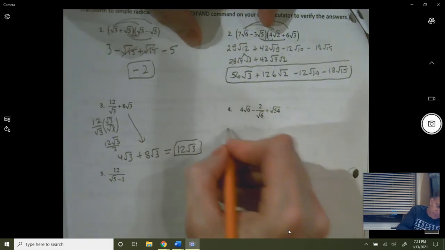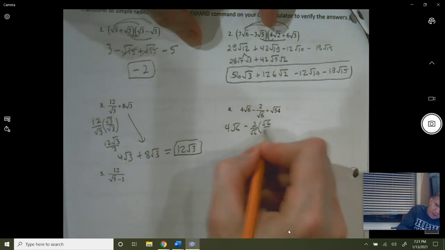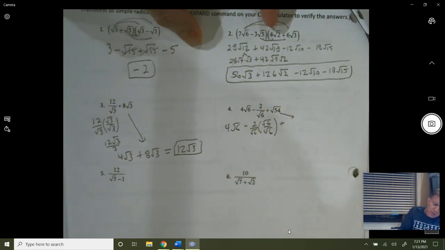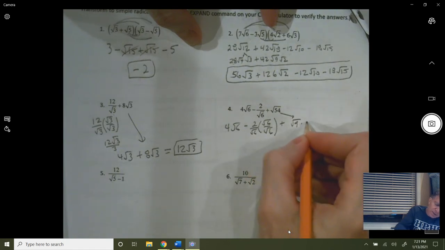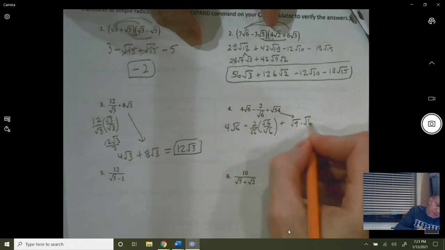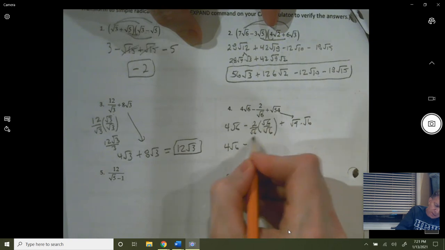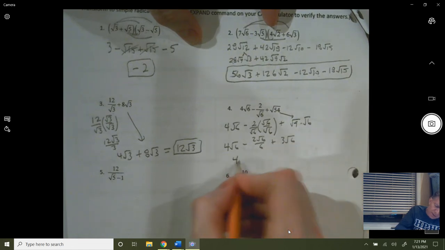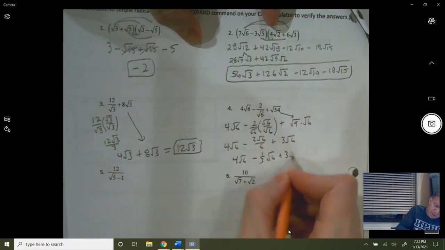Let's do this one. 4 rad 6. We can't do anything there. Minus 2 over rad 6, multiplied by rad 6 over rad 6. And plus this thing. Do I have a perfect square in there? 54 is 2 times 27, or 9 times 6, so the square root of 9 times the square root of 6. So we've got 4 rad 6 minus 2 rad 6 over 6 plus 3 rad 6. So 4 rad 6 minus 1/3 rad 6 plus 3 rad 6.